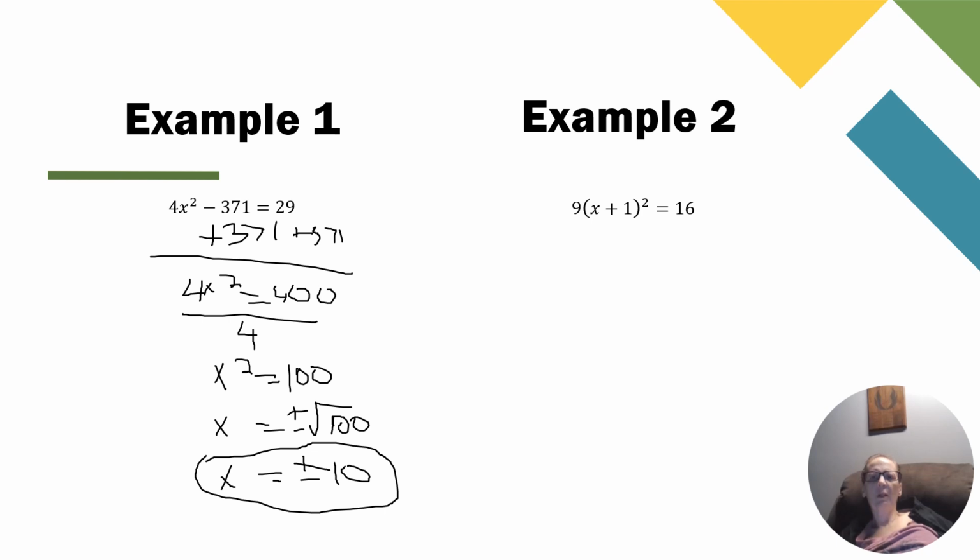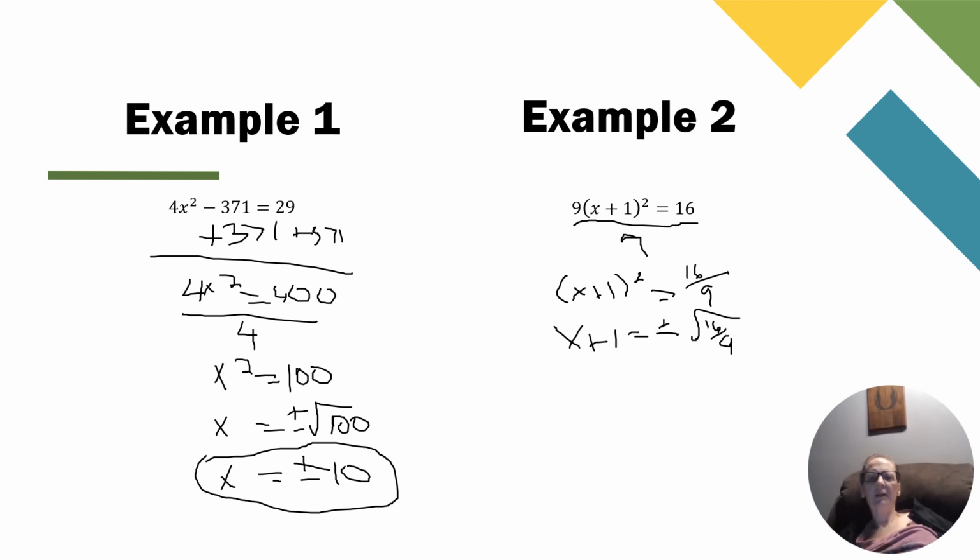All right, for number 2, we have something on the outside. So we're going to want to get rid of that thing on the outside first, even though it's not going to divide evenly. When we do that, we're left with x plus 1 quantity squared equals, and we're going to leave this as the fraction, 16 over 9. Now we're going to take the square root of both sides. When we take the square root of x plus 1 squared, we get x plus 1, and then we get plus or minus the square root of 16 over 9.